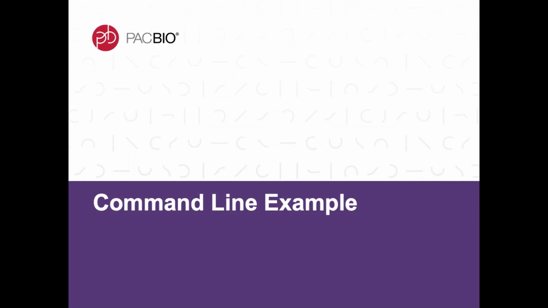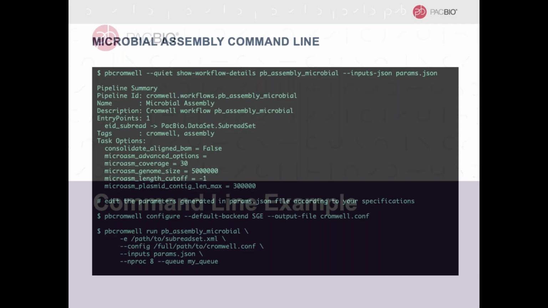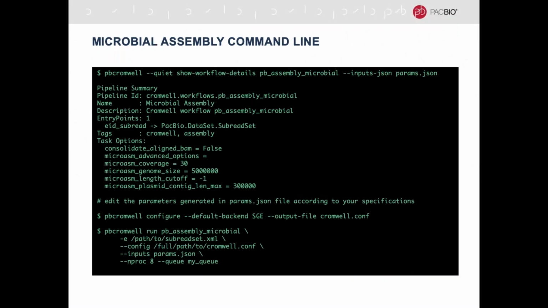Now I'll just give a quick rundown of the command line, how you can do this using our PBCROMWELL tool, which is part of our SMRT Link or SMRT Tools package. If you don't want to install the GUI, you can do a SMRT Tools only installation, where you will still have access to the PBCROMWELL command line tool to run all of our pipelines via command line.